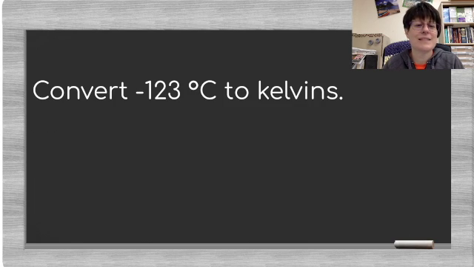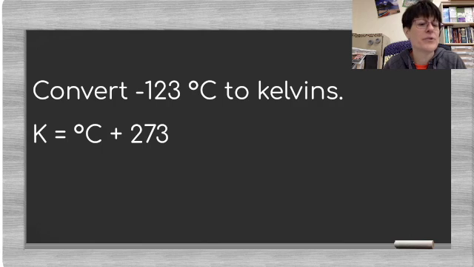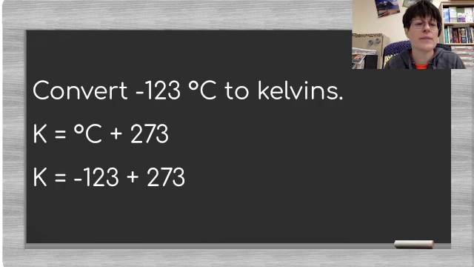So let's take a look and let's convert from negative 123 degrees Celsius to kelvins. The first thing we always do is we always write down our formula. Don't skip this step, you'll get in trouble, okay? Make sure you write down that formula, K equals degrees Celsius plus 273. Then we plug in what we know. So K equals negative 123 plus 273. We add those together and we end up with 150 Kelvin, okay, 150 K.